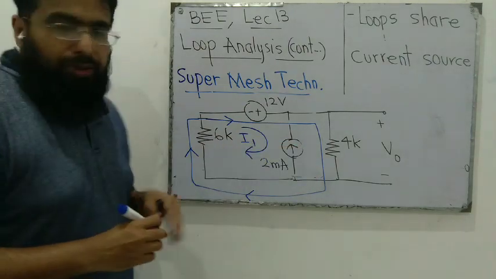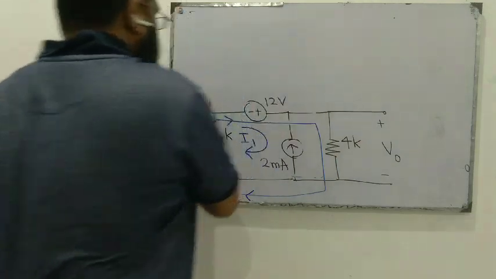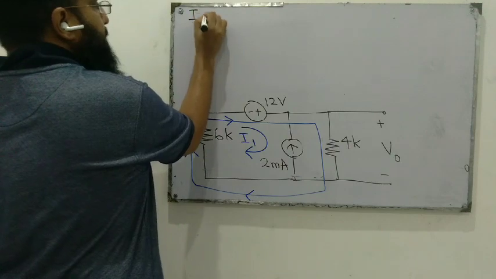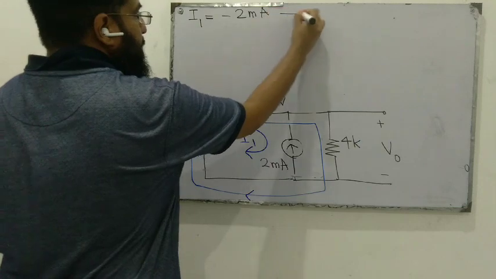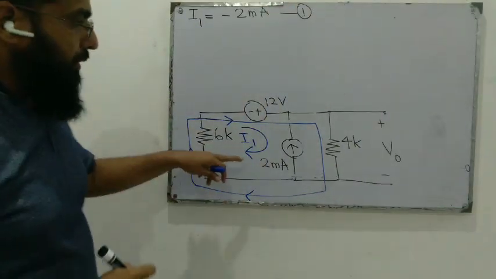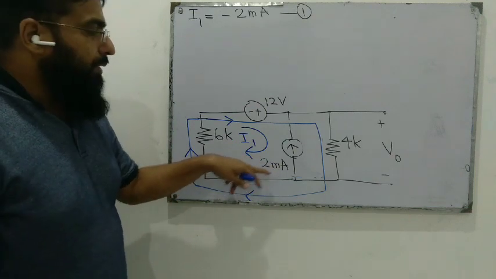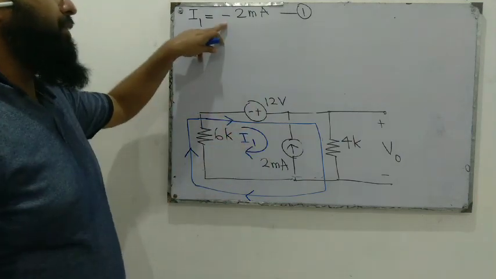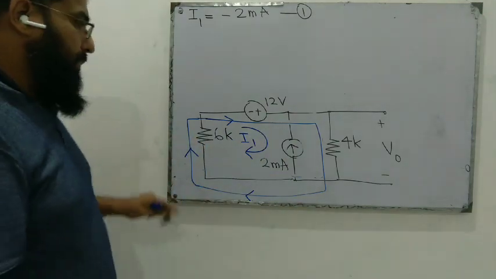Now for loop number 1 we don't have to write an equation. I1 can be written as minus 2 milliampere straight away. Why minus? Because our assumed direction of current is clockwise and this 2 milliampere current source supplies a current that flows counterclockwise. So directions are not the same, therefore we put a minus here. Then let's go for the second loop, the bigger loop.